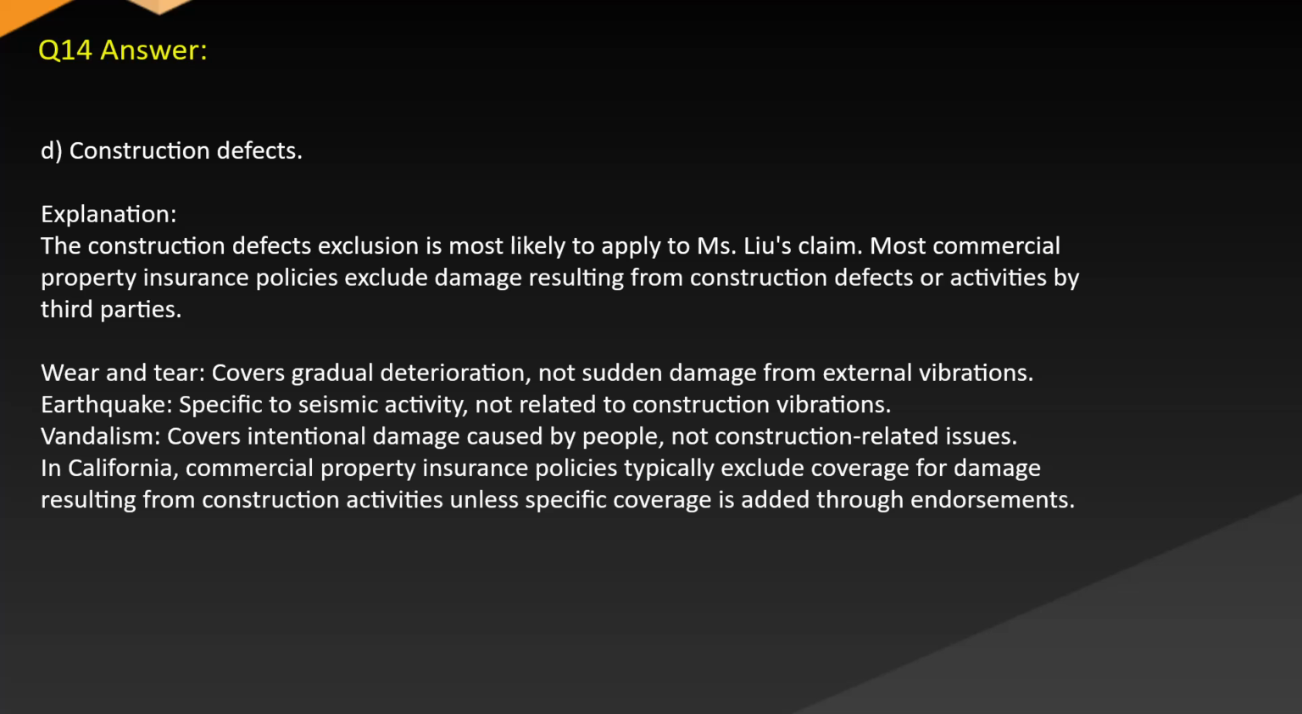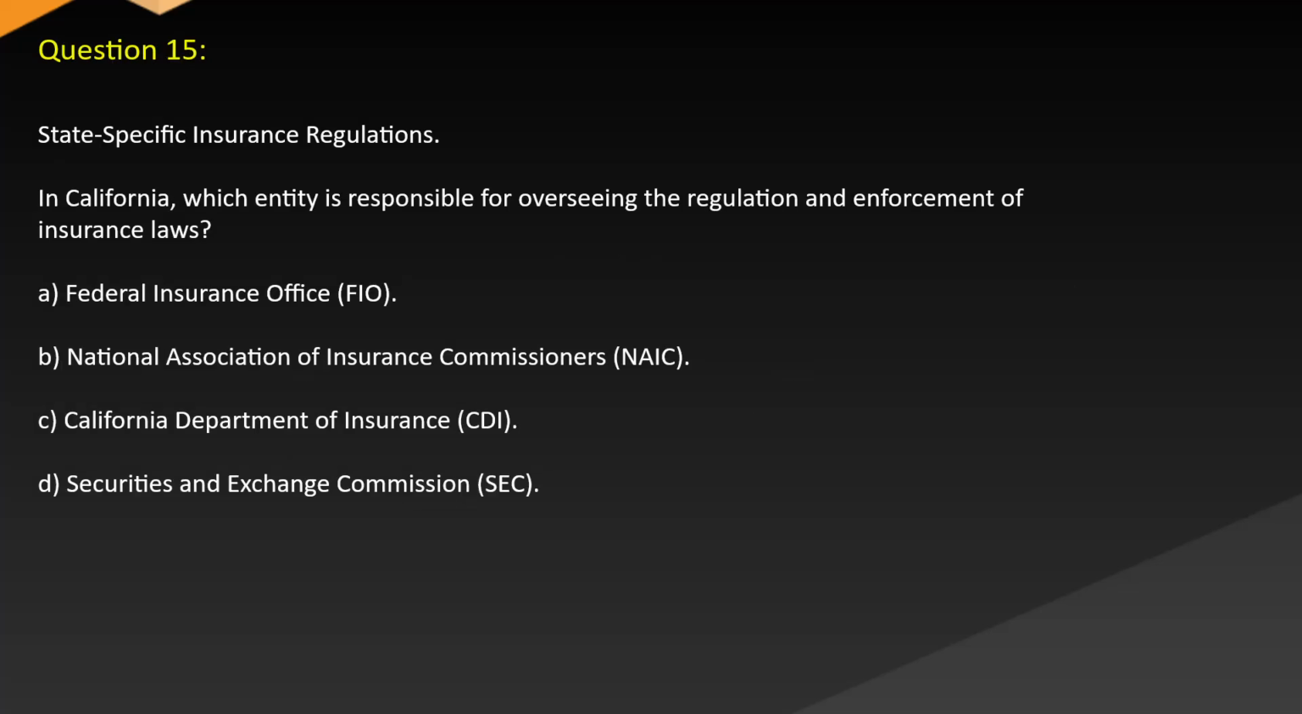Question 15. State-specific insurance regulations. In California, which entity is responsible for overseeing the regulation and enforcement of insurance laws? A. Federal Insurance Office, FIO. B. National Association of Insurance Commissioners, NAIC. C. California Department of Insurance, CDI. D. Securities and Exchange Commission, SEC.